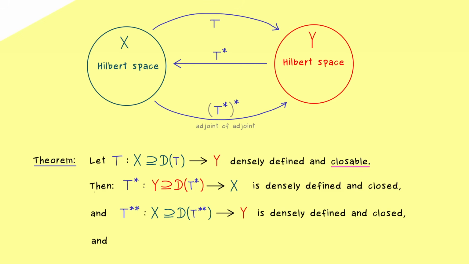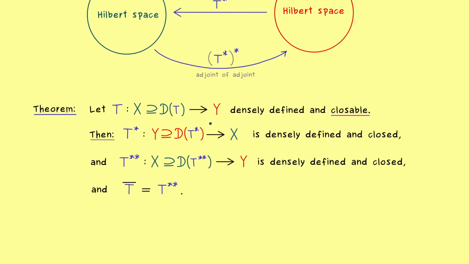Therefore, the actual operator for the comparison should be the closure of T. And the standard notation for that is T overline. And there you might already guess, T overline, the closure of T, is exactly T star star. It's the same operator, which means they act the same and they have the same domain. Or in other words, they have exactly the same graph in X times Y.